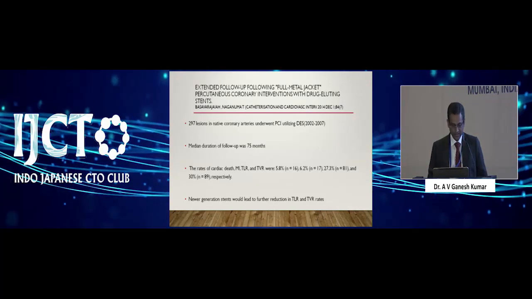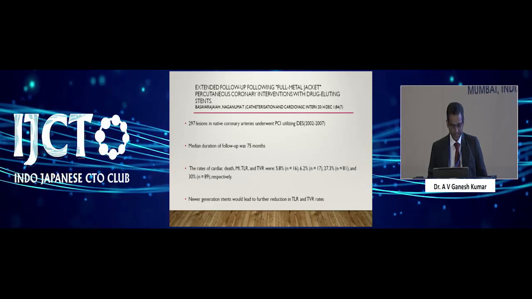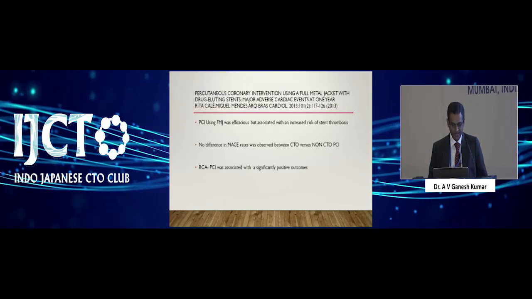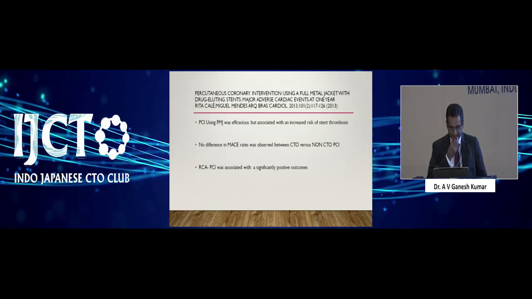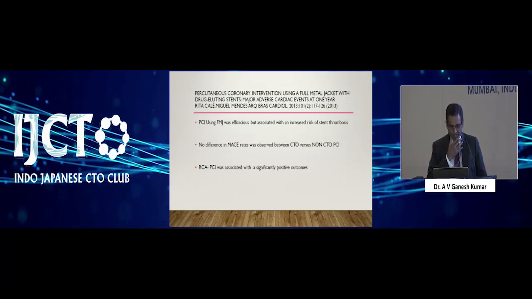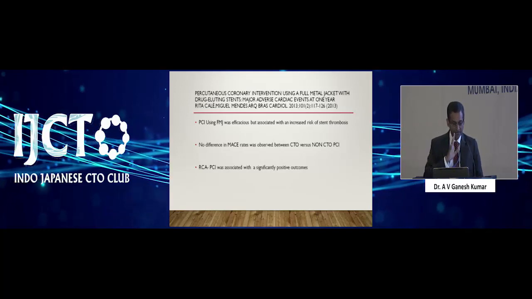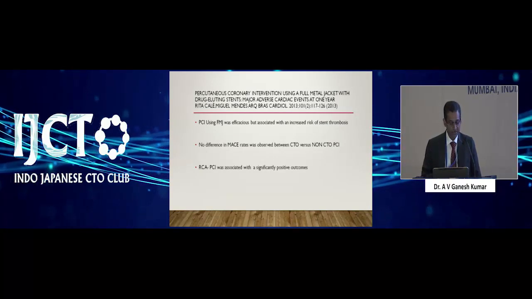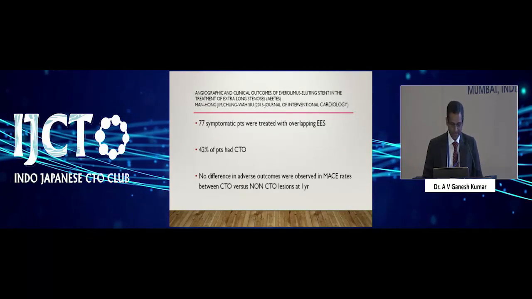Same conclusion: the MACE rates were quite low, and the newer generation stents would lead to a further reduction in the TLR and TVR. One more paper which came in 2013. PCI using a full metal jacket was efficacious but associated with higher risk of stent thrombosis. However, there was no difference in MACE rates observed between the CTO arm and the non-CTO arm. So this was more of a neutral paper.